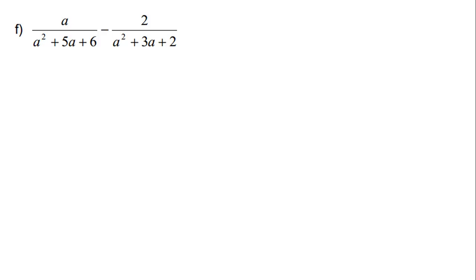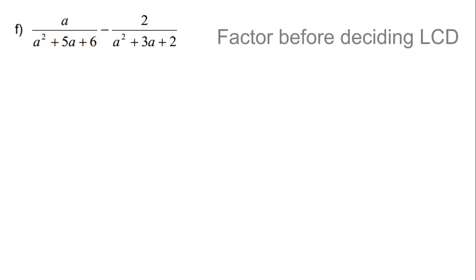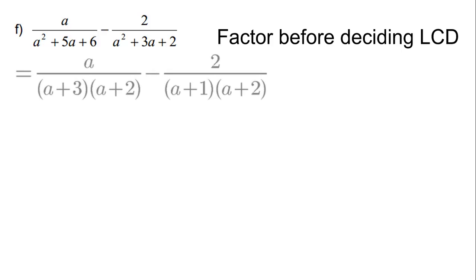The next one, please don't make the mistake where you say the common denominator is a product of these two. It's just a mess. It's way more work than you need to do. You need to factor it first. So always factor before deciding the LCD, so that way you can see what the lowest common denominator is, not just what a common denominator is.